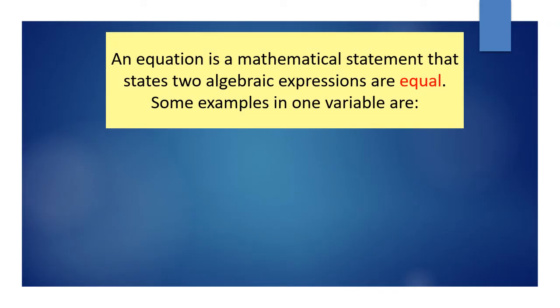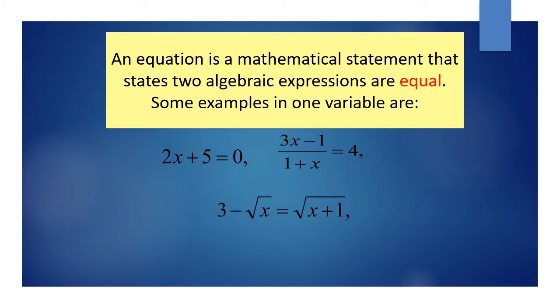However, an equation is a mathematical statement that states two algebraic expressions are equal. Some examples in one variable are 2x plus 5 equal to 0, 3x minus 1 all over 1 plus x equal to 4, 3 minus 6x equal to square root of x plus 1, 2 log to the base 4 of 1 minus x plus log to the base 2 of x equal to 10. All of these contain the equal sign to emphasize the equation.